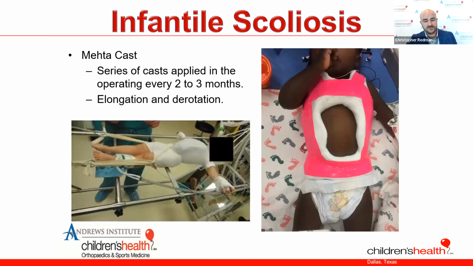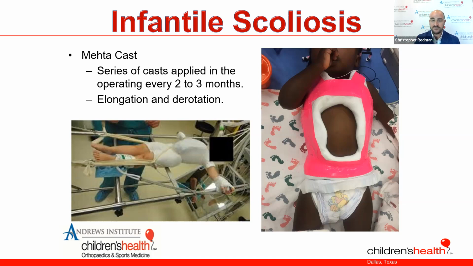Now, if patients fail to improve on their own, we can move on with casting. Casting is something that really is only used in young children, and we've demonstrated that this is effective up until usually about age 5. After that, the rates of correction with casting significantly decrease. The most common form of casting is referred to as a Mehta cast or a Risser cast. These are a series of casts that are applied to the spine under general anesthesia and have to be applied every 2 to 3 months to allow for growth of the child.